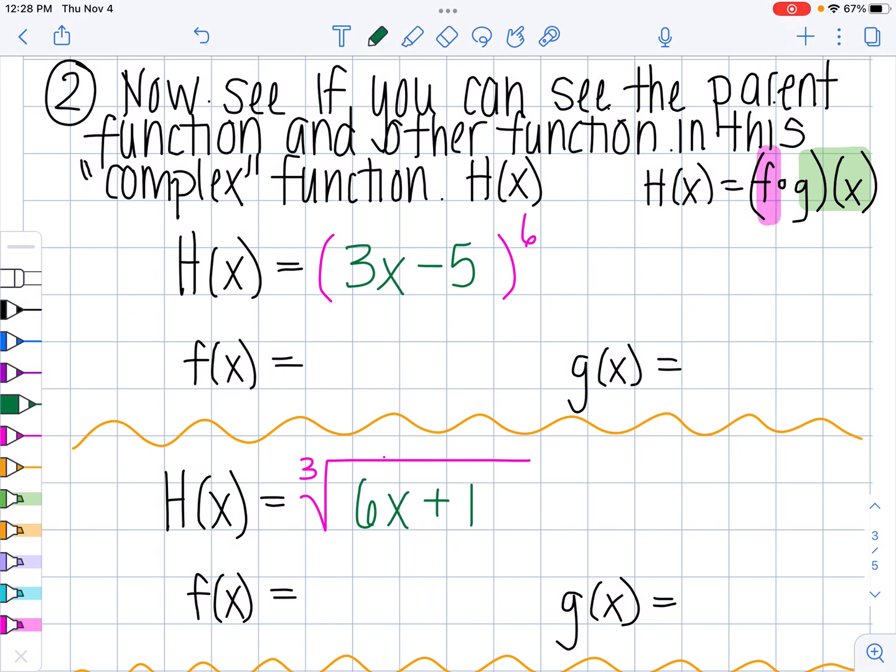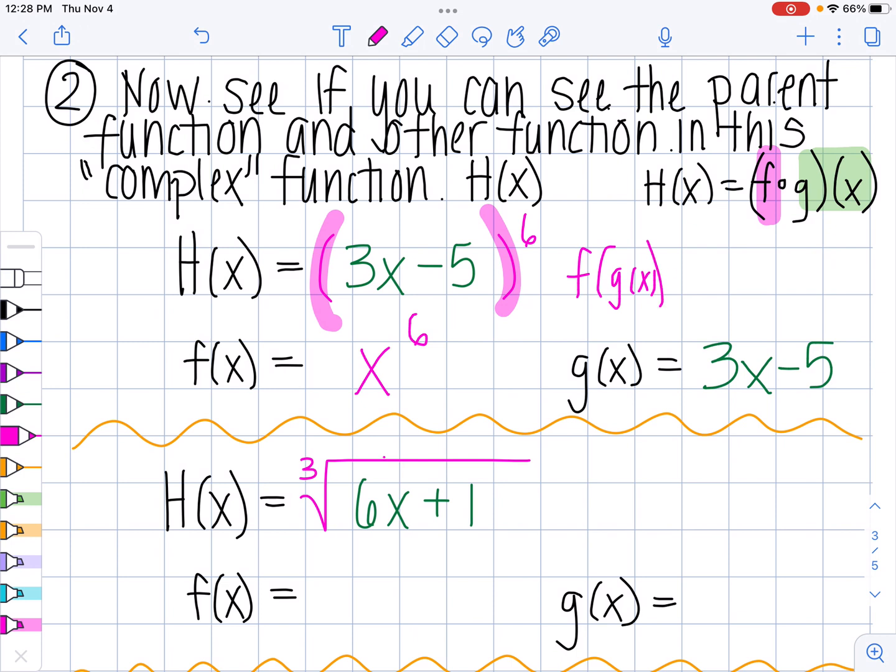So in this case, my g is going to be my green guy. So I'm taking my function 3x minus 5 and I'm plugging it into my big function. Now remember, when we set up our skeleton, you want to think of this pink as my skeleton. My skeleton says something, which in this case is x to the 6th power. So if I was to write out my skeleton, f of g of x, I'm taking my x function to the 6th power, and then I'm plugging in 3x minus 5.